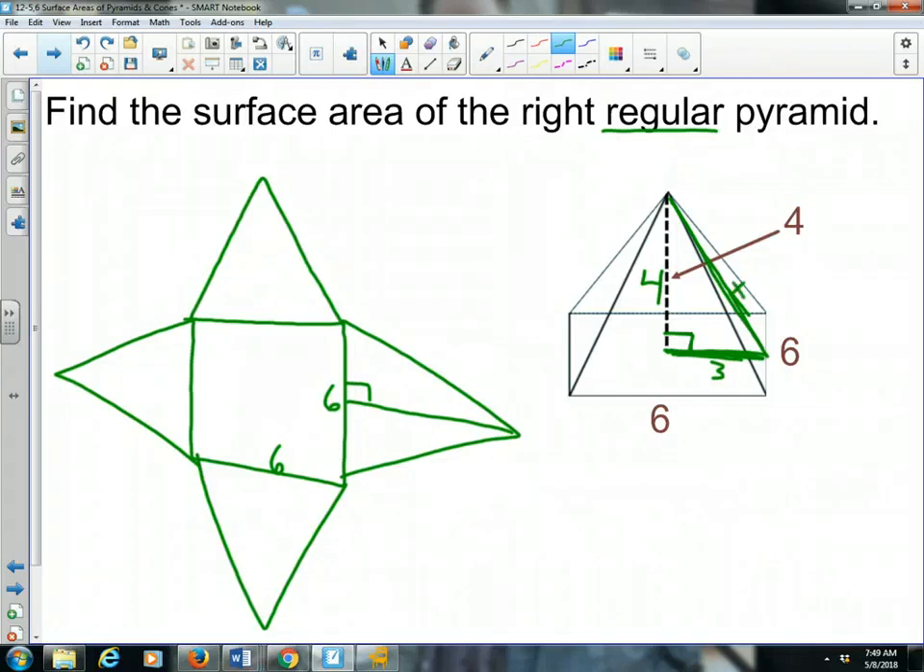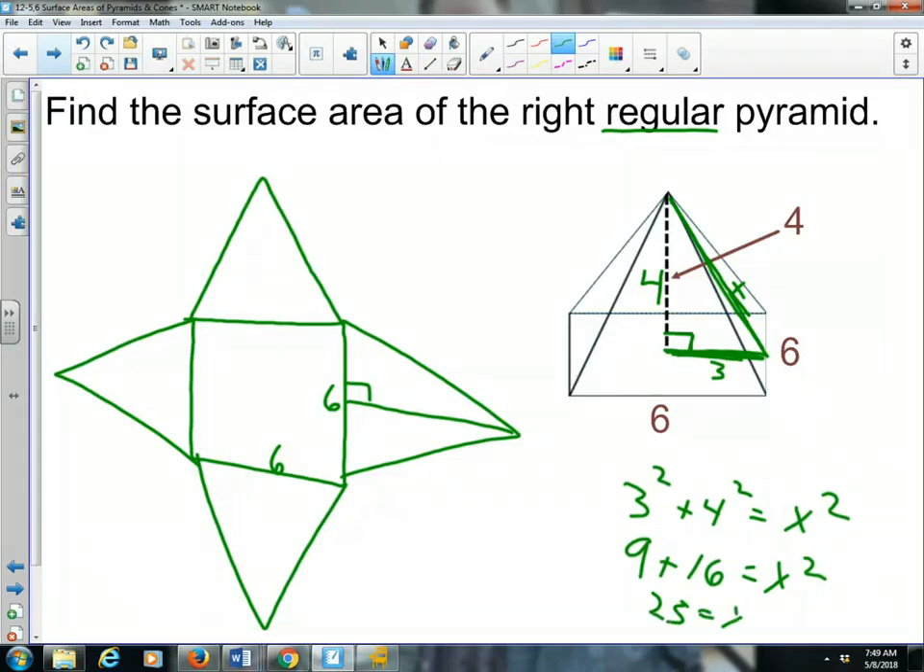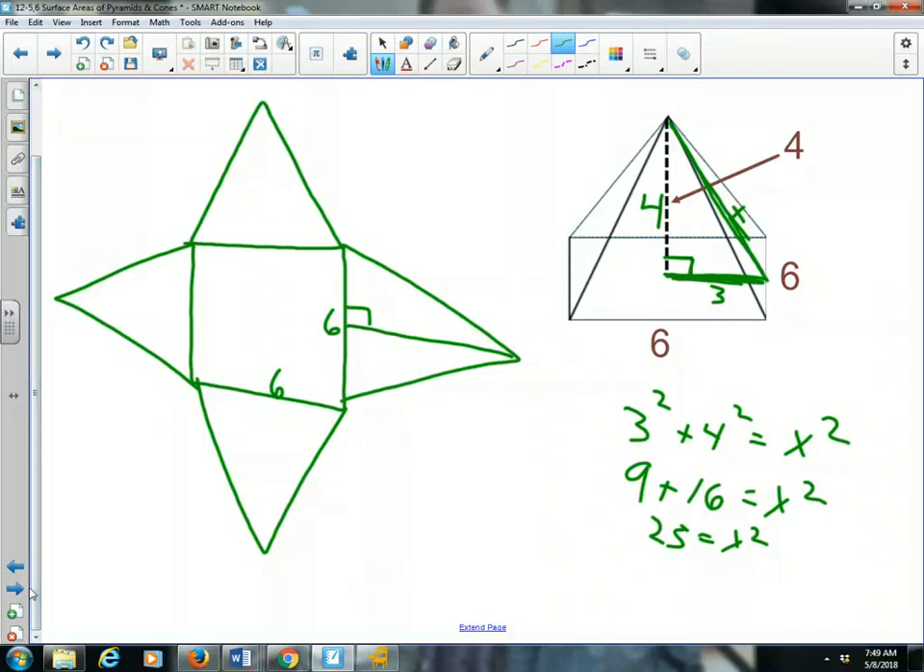So now we can find the slant height right there. I'm going to call that x. We have 3 squared plus 4 squared equals x squared. So for the slant height of our pyramid, 9 plus 16 equals x squared. 25 equals x squared. So x equals 5 when you square root. So this height is 5 units. So now I can easily find the surface area.